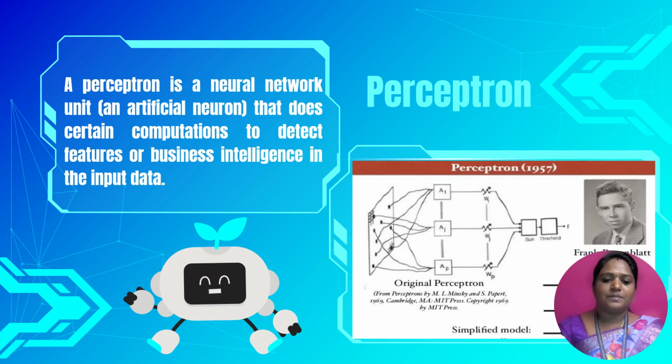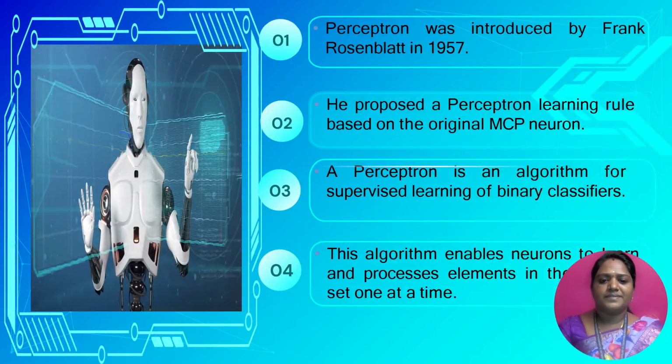The original perceptron diagram is shown here. Each node is interconnected together, with activation functions and hidden layers, and then produces the output data. The simplified model of the perceptron is input layers, hidden layers, and then output layers. The perceptron was introduced by Frank Rosenblatt in 1957. He proposed a perceptron learning rule based on the original MCP neurons.